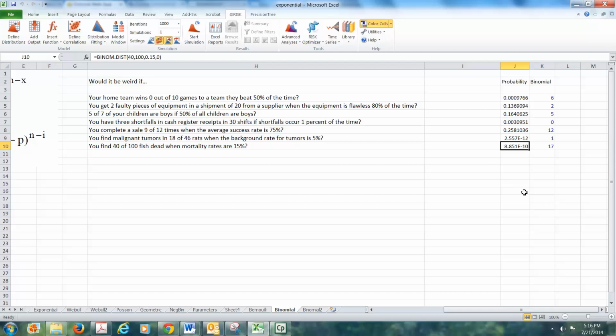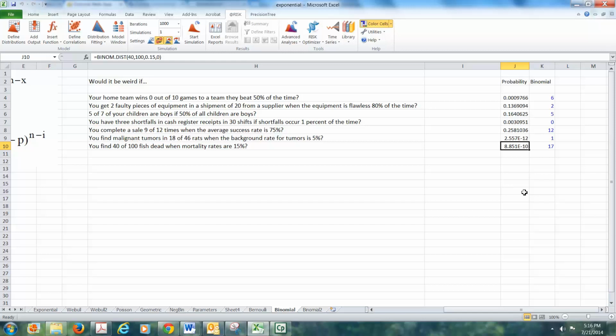And finally, 40 out of 100 fish are dead when mortality rates are expected to be 15%. That also is very weird. So either we were dumb lucky or perhaps the mortality rate has increased. Okay, so one thing I would like you to understand is these probabilities help us understand if something is as expected or not. It's useful to be able to identify weird things so they can be understood and so we can explain them. Unusually bad things we would like to eliminate. Unusually good things we want to duplicate.